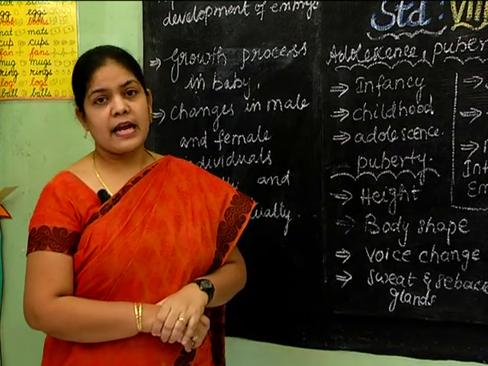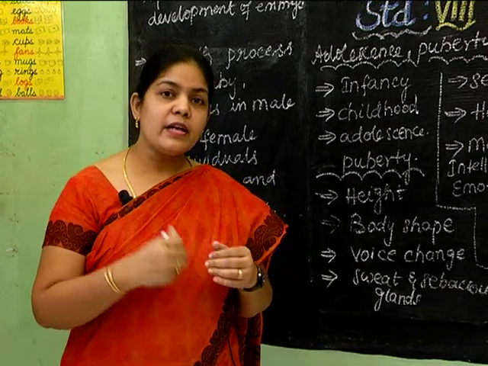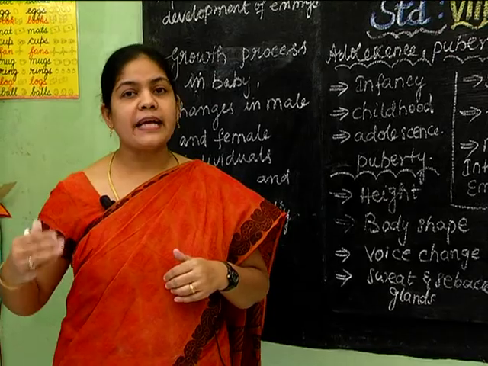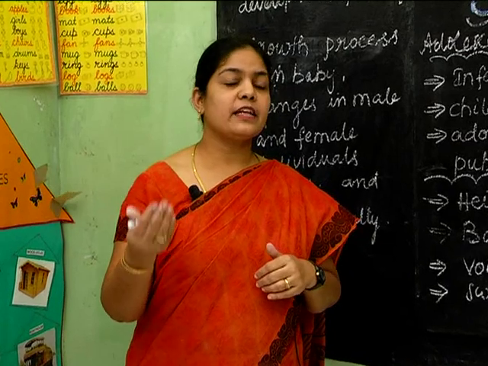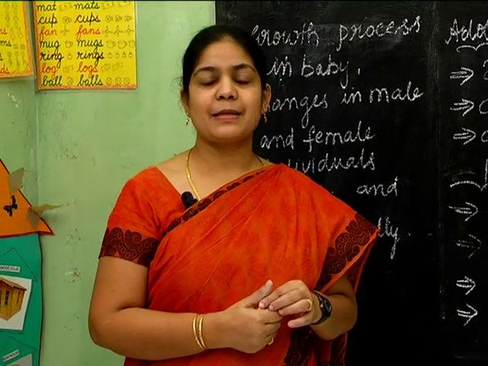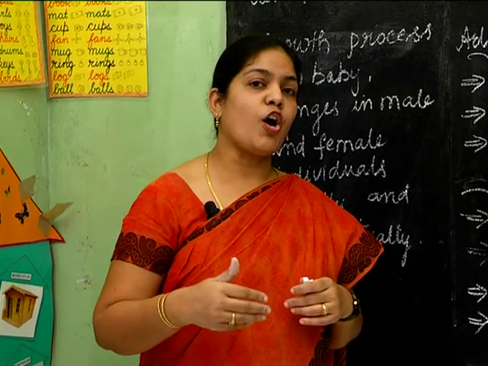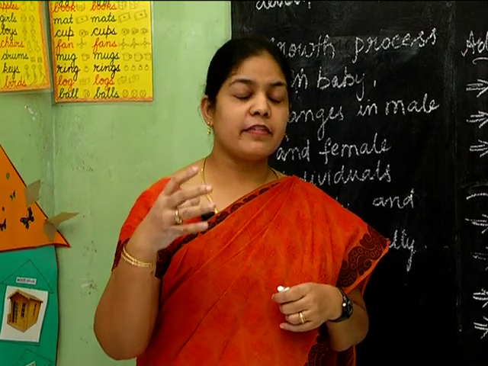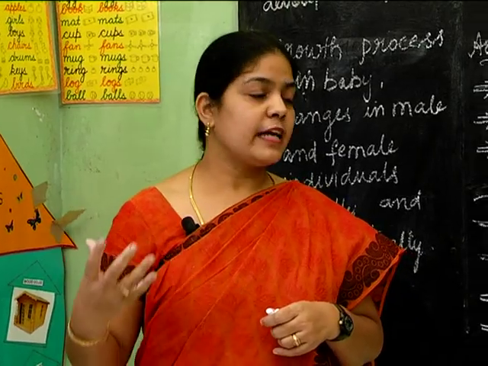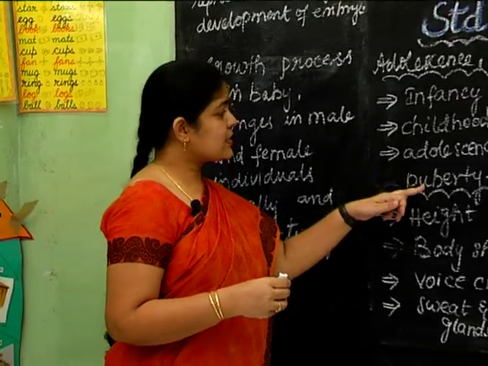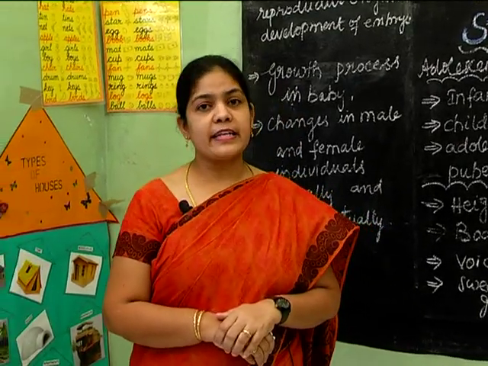Then what is the reason for adolescence and why do these changes occur only during adolescence? It is only because of the hormones secreted by the endocrine glands. Endocrine glands secrete hormones, and these hormones are chemical substances which are released into the bloodstream. The blood will carry the hormones to the target sites where they initiate the development and reproductive growth of the individual.